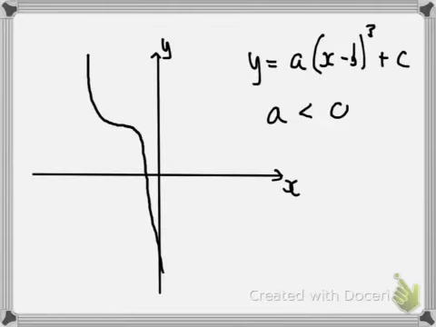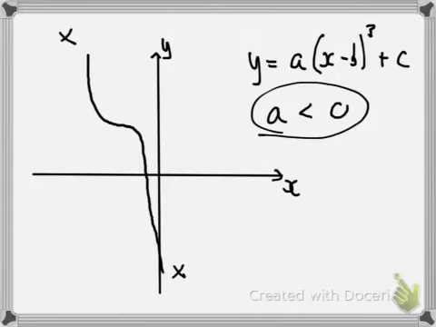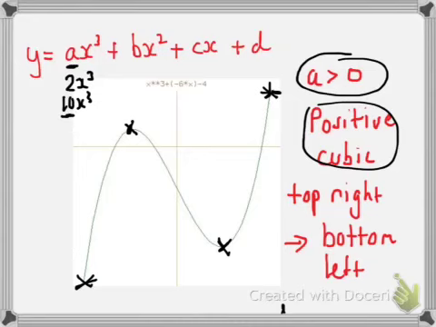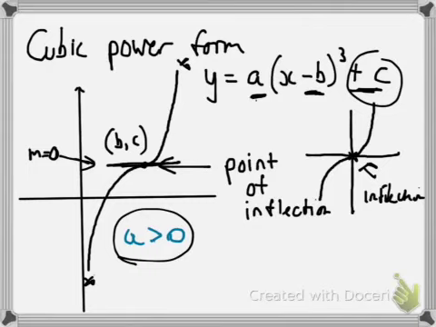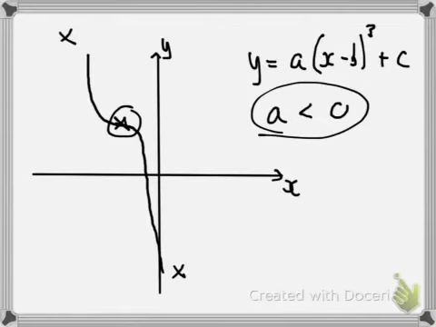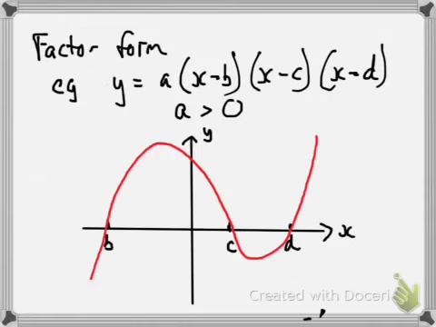Conversely to that, you've got a situation where it's in that form where a is a negative number. A is less than 0. It goes top left down to bottom right. And once again, the point of inflection is in there this time. So, just recapping. You've got positive cubics there, and they can be in factor form, as we'll see in a moment. A negative cubic, if they're in power form, it's the positive version, a is greater than 0, and that's a is less than 0, a negative number.